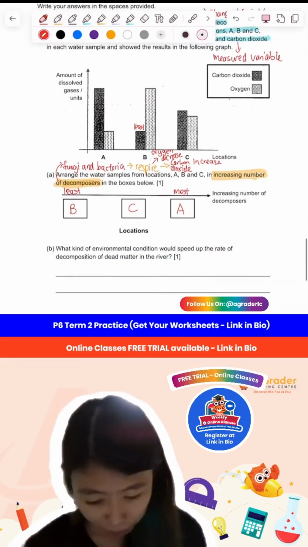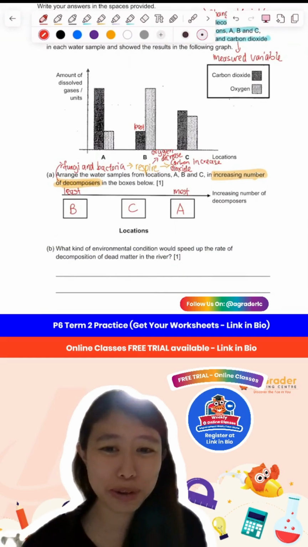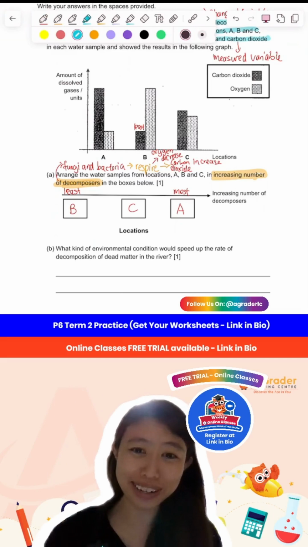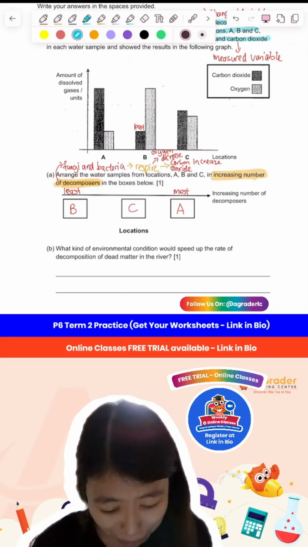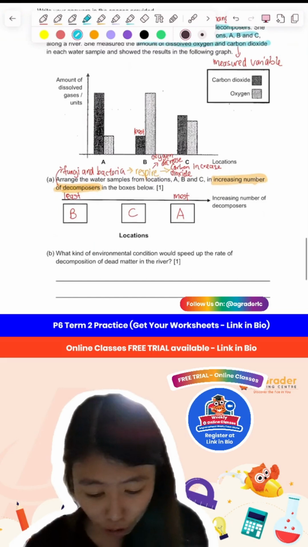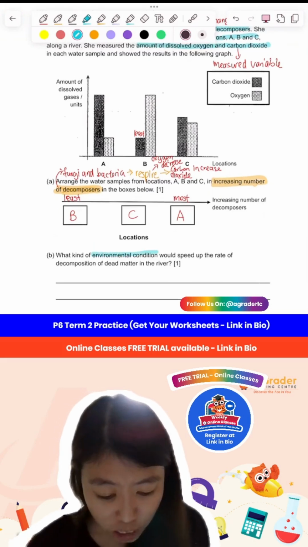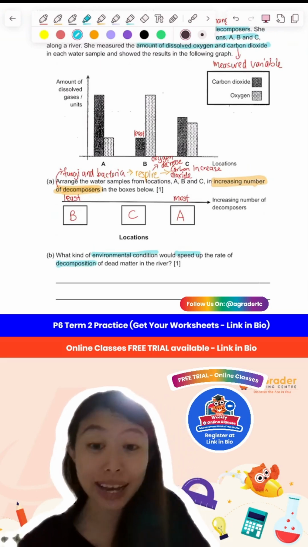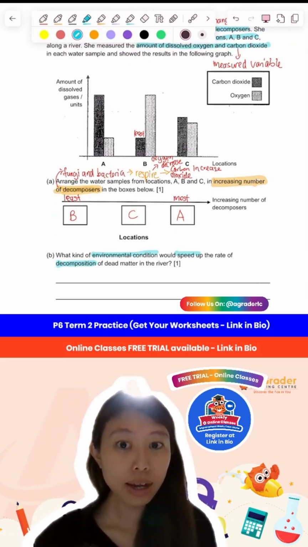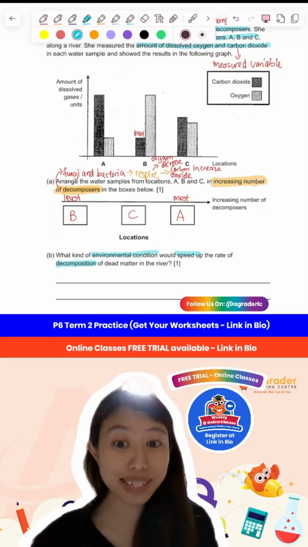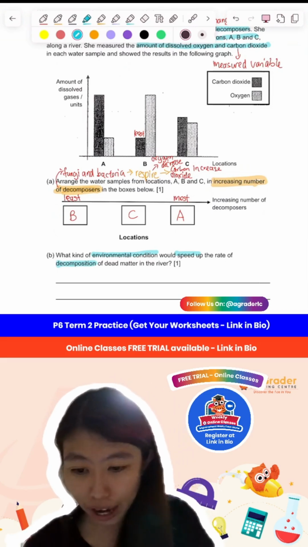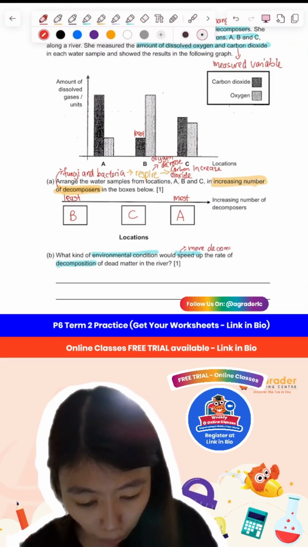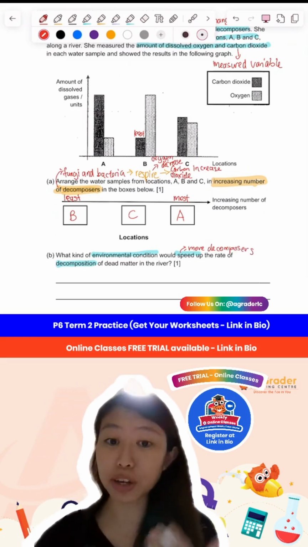All right. So for B, now this one you need to know about your decomposers well. Those of you who haven't studied in school or never come AGrader might struggle with this. So what kind of environmental condition would speed up the rate of decomposition of dead matter in the river? But I can give you a clue. Speed up decomposition means what? Means I want more decomposers, right? More decomposers will speed up decomposition.